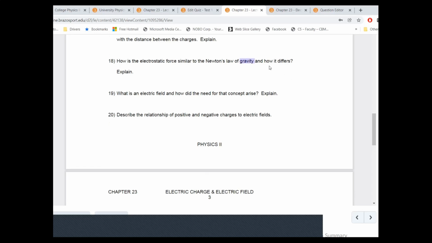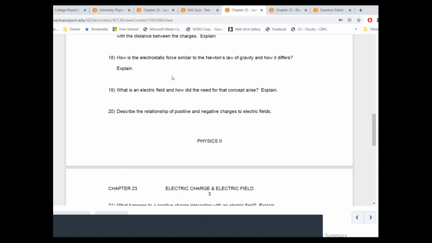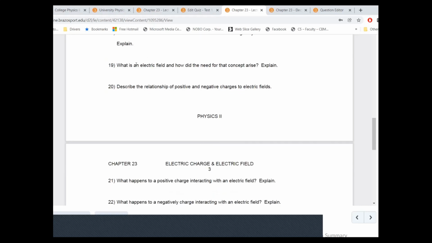They've got the same mathematical format, and they differ in a couple of ways. Gravity is attractive. Electrostatic force can be repulsive. Gravity is weak. The electrostatic force is extremely strong. So the electric field is an electrostatic force field.